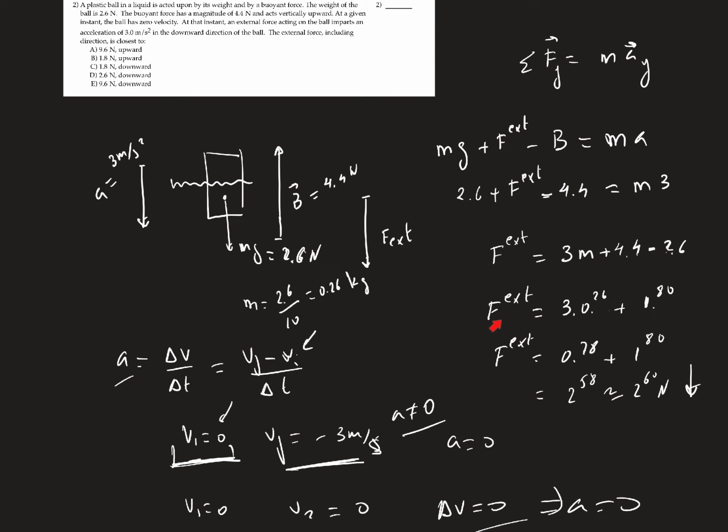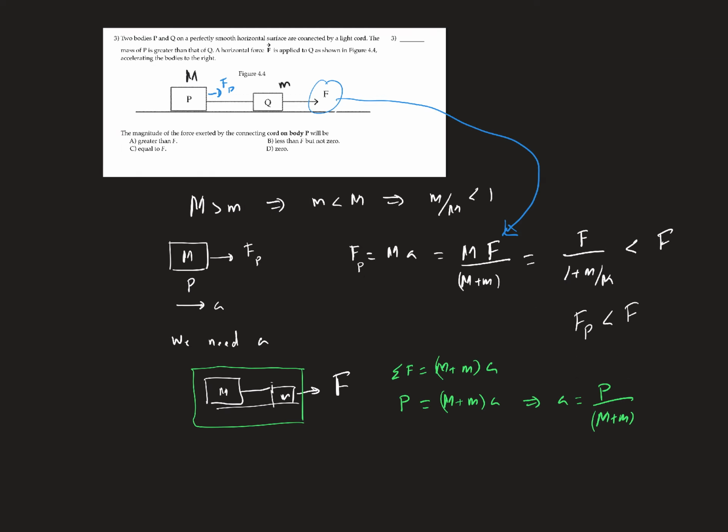2.6. So the external force will be 3 times the mass, say 0.26, I think, plus 4.4 minus 2.6, plus 1.8. So 3 times 0.26 is 0.78 plus 1.8 is around 2.58. So around 2.60. So the external force that is acting on the body that produces this acceleration going downwards should be 2.6 newtons going downwards. Is that clear? Now let's go to solve this problem.